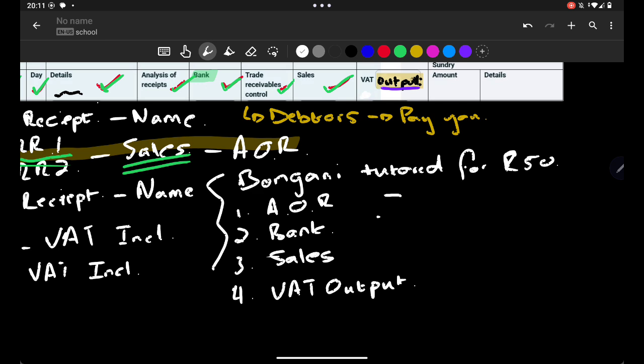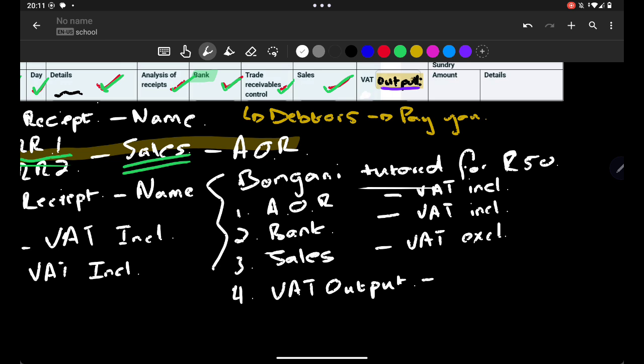Now, analysis of receipts and bank will be the full amount, the VAT inclusive amount. Whenever I say VAT inclusive, I mean the full amount. Sales will be the VAT exclusive amount, meaning it is the VAT inclusive amount, the 50 rand, minus whatever the VAT amount is, and that will give us our VAT exclusive amount. Then VAT output is the actual VAT.